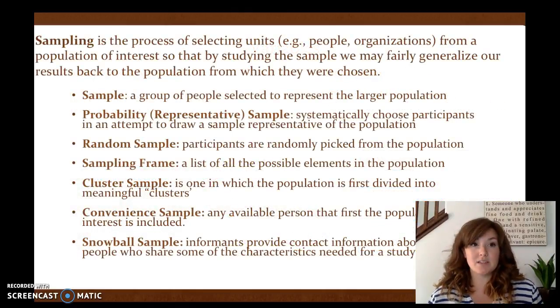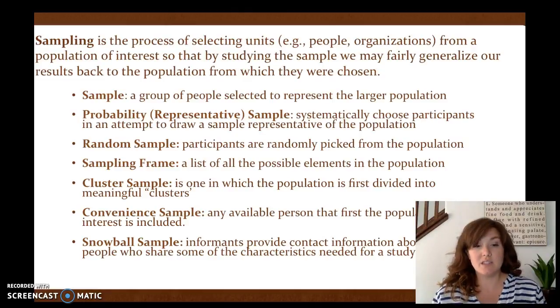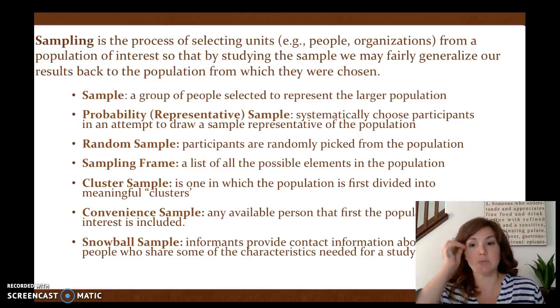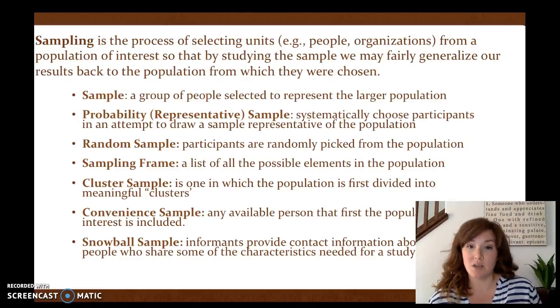So then sampling. Sampling is the process of selecting units, people, organizations, from a population of interest so that by studying the sample we may fairly generalize our results back to the population for which they're chosen. So you have sample, probability or representative sample, random sample, sampling frame, cluster sampling, convenient sampling, and snowball sampling. You don't need to know these in as thorough detail, but it is important to be aware of these terms and then to understand who our population is.